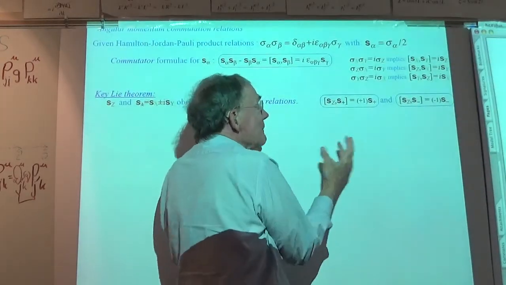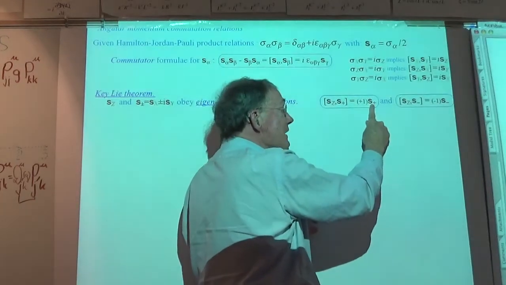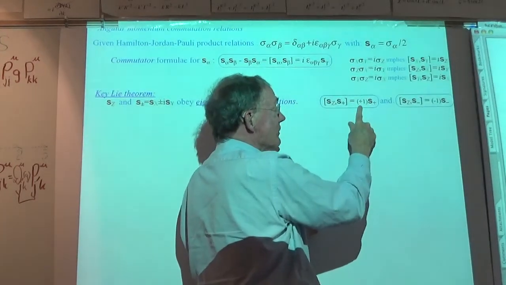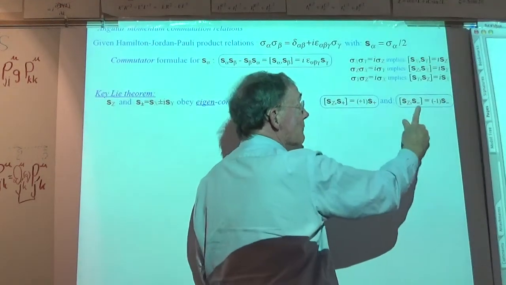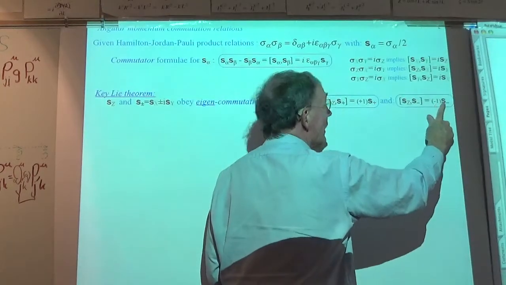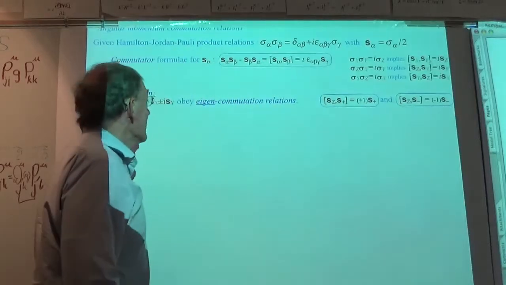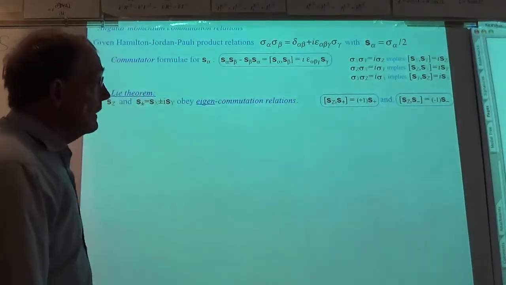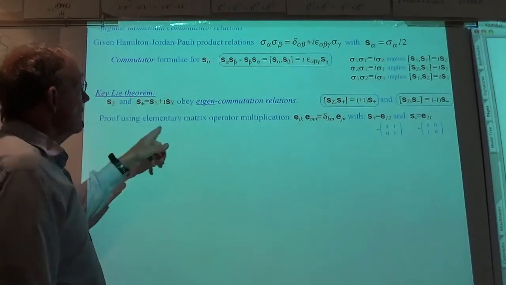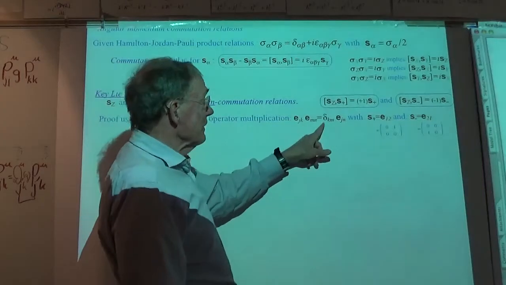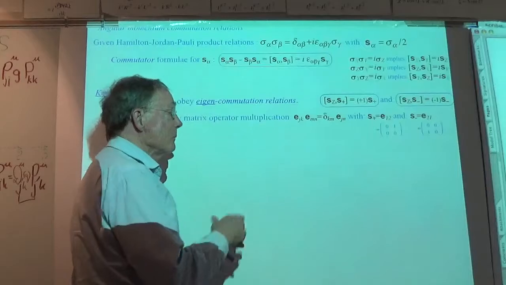I apply the commutator to the S plus operator, and I get the S plus operator back with no change except for its coefficient. In this case, no change at all because the coefficient is 1. But with minus, I get back minus 1 times the operator that got acted on by z. So this is something that's really key to any Lie group. Now the proof, I'm going to use the elementary matrix multiplication, the stuff that we take as pretty old stuff in this group theory course.